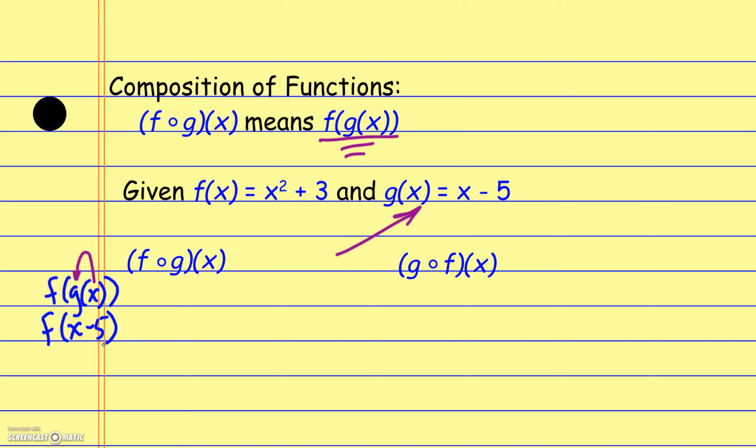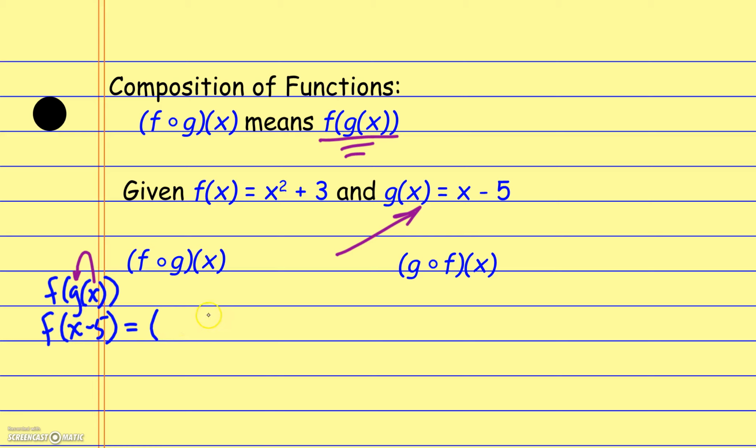It already has an x plugged in, so it stays the same, all right? But now what this is telling me is to take this x minus 5 and plug that into the f function. And here's what that looks like, because remember, with function notation, whatever's in the parentheses, that's what I plug in for x.